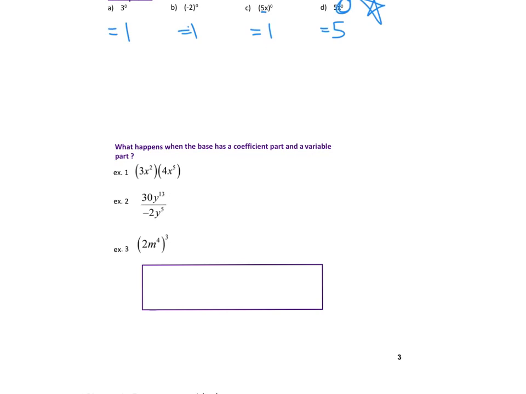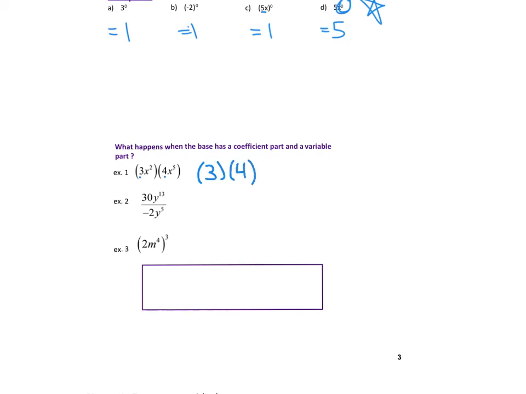What happens when the base has a coefficient part and a variable part? We're going to look at a couple more examples. We're doing fairly good on time; I still have about another 15 minutes of talking. In this situation, we still have the coefficients 3 and 4. What's the operation between them? They're multiplying, that's what the bracket is identifying.